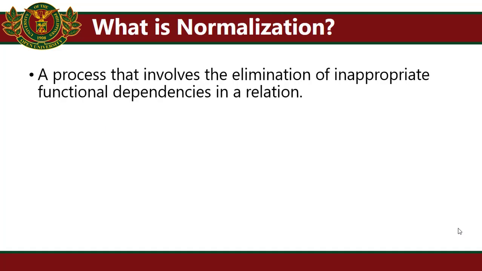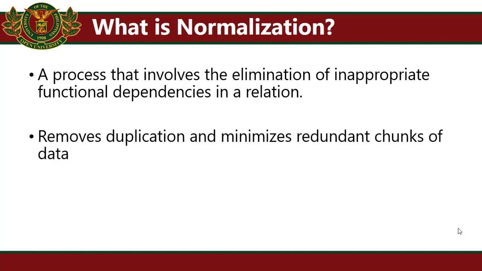Normalization is a process that involves the elimination of inappropriate functional dependencies in a relation. It takes a relational schema through a series of tests to certify whether or not it belongs to a certain normal form. In general, normalization removes duplication and minimizes redundant chunks of data. The result is better organization and more effective use of physical space, among other factors.